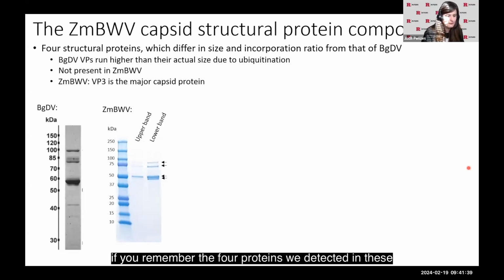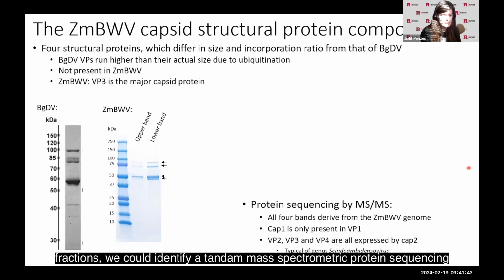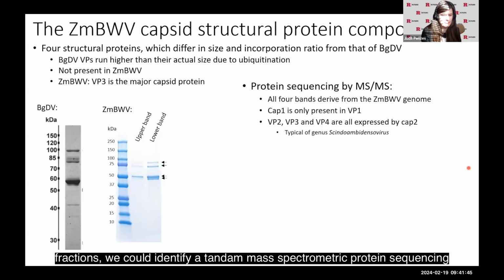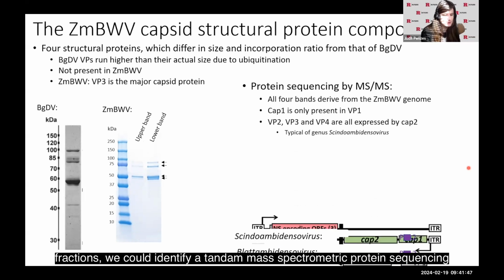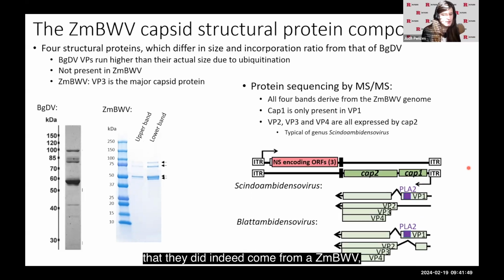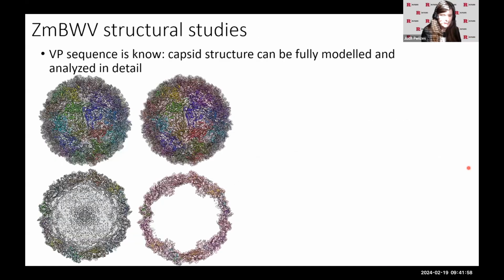So first, if you remember the 4 proteins we detected in these fractions, we could identify with tandem mass spectrometry protein sequencing that they did indeed come from ZMBWV. So these capsids are indeed comprised of 4 capsid proteins.